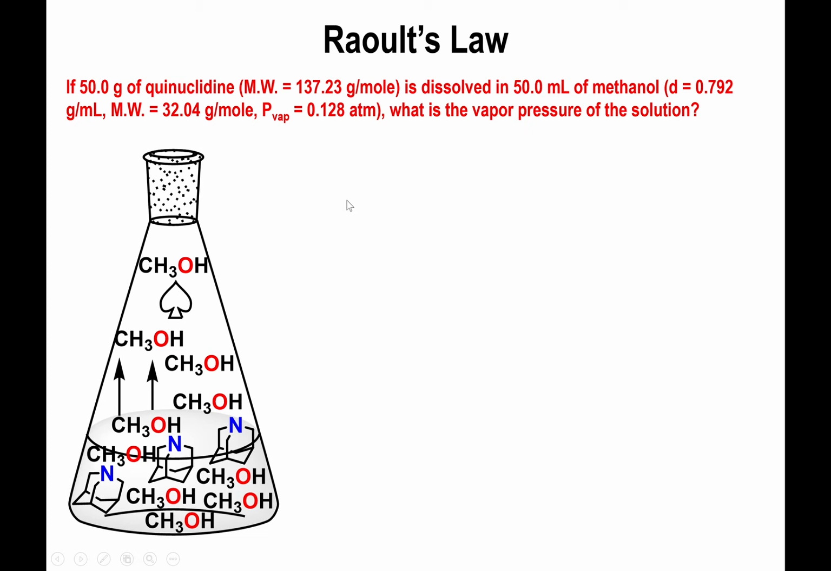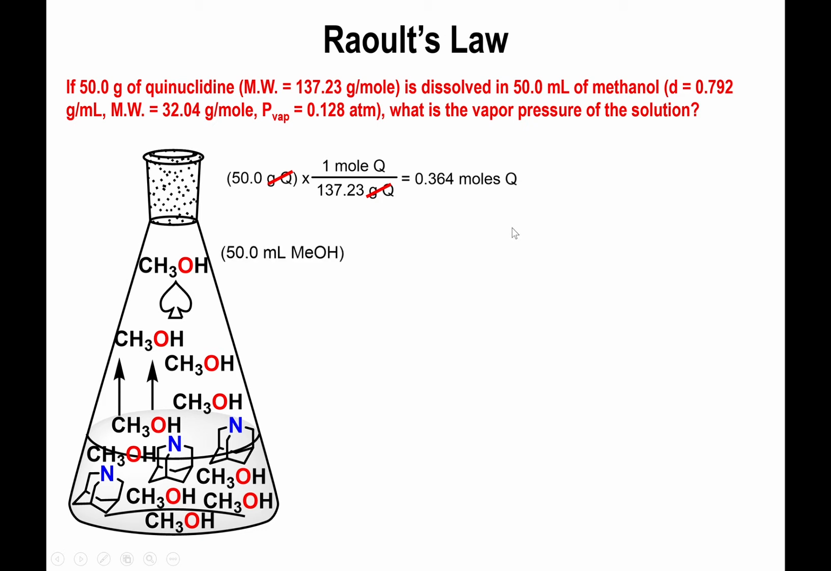Alright, now if you're unsure as to what is the solvent and what is the solute, simply convert both of them to moles. Whichever is in greatest amount in moles is the solvent. Whichever is in least amount in moles is the solute. And technically speaking, that's what we're going to do here. I'm going to take the 50 grams of quinacridine, which I'm abbreviating with Q, divided by the molar mass of quinacridine to get to moles. Upon carrying out the calculation, 50 divided by 137.23, we get 0.364 moles of quinacridine.